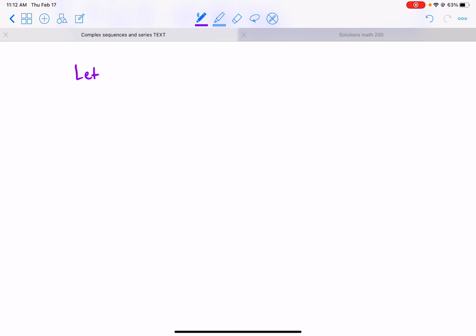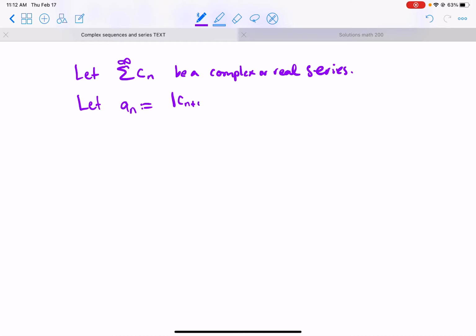So let the sum of the c sub n's be a complex or real series. If I just said it's a complex series, that includes the real numbers as well, so I didn't really need to say this. Let a sub n be a sequence defined to be, well, let's make it real numbers for sure, and let's make it these ratios. The common ratio, a half, a half, a half.